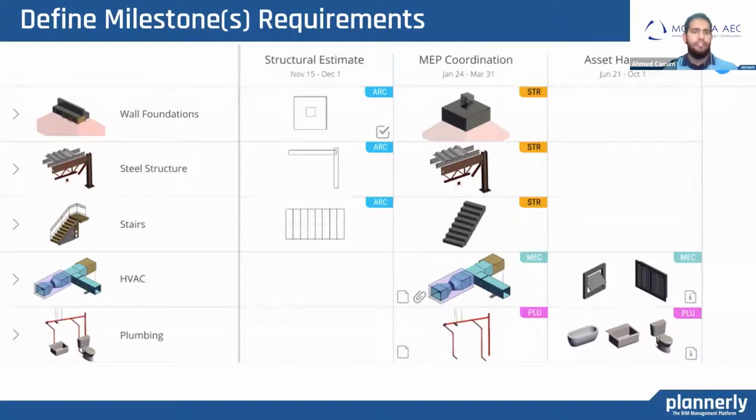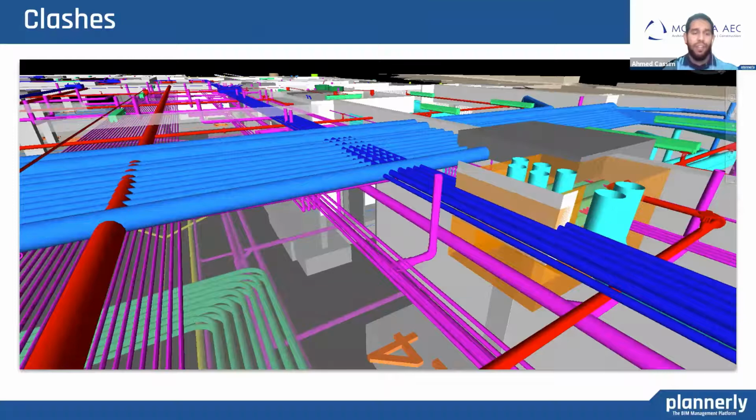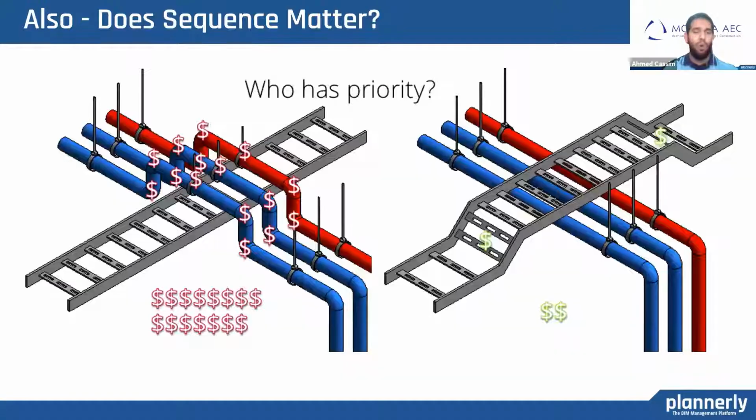In BIM, we define information delivery milestones. We define what is required and who's required to do that from a team perspective. So we have all of this content that we can start to build the model. But what happens if all the teams start modeling at the same time? Well, we know one of the wastes are clashes. It's a dump with a whole lot of rework. And basically, nobody is modeling according to priority. And we will end up with having to spend more on rework later on.